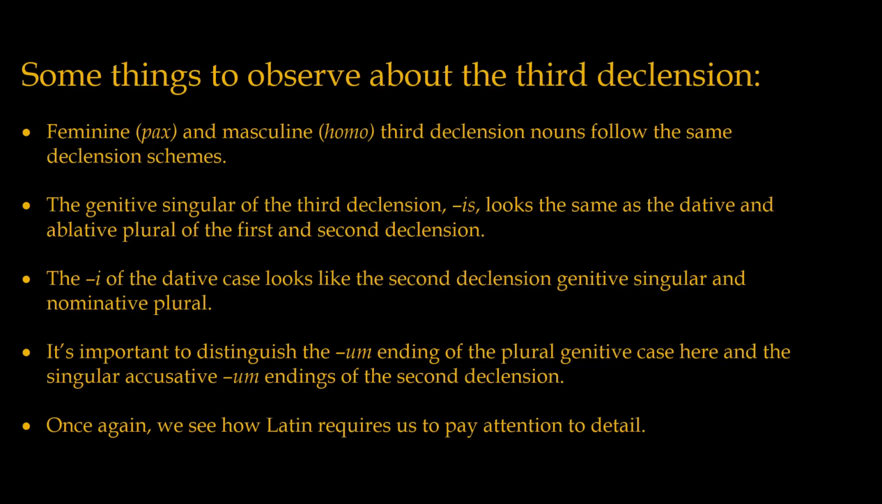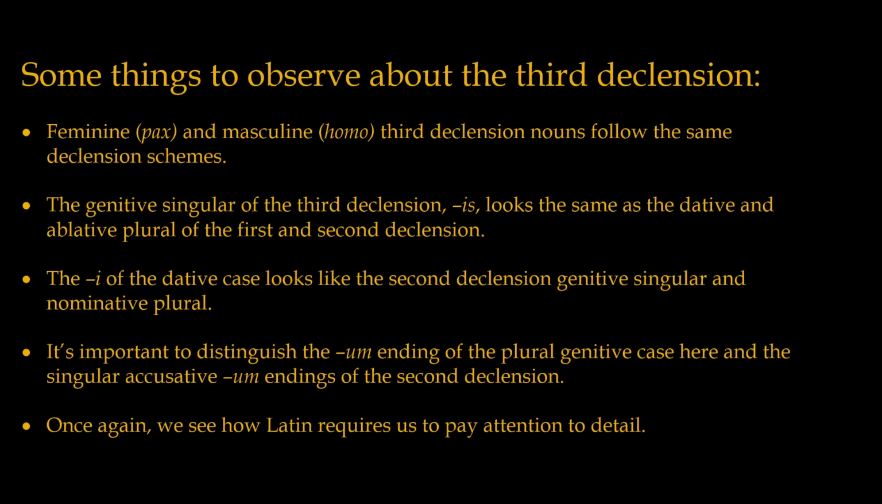So some things to observe about the third declension. Feminine and masculine third declension nouns follow the same declension schemes. Neuter has some differences, so that's why we're doing that in a different video. The genitive singular of the third declension, -is, looks the same as the dative and the ablative plural of the first and second declension, all right?